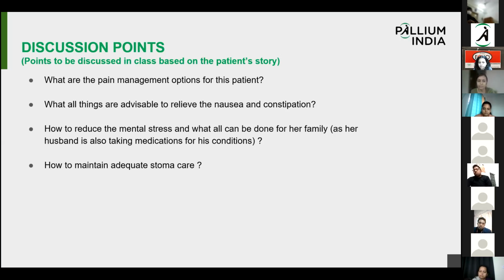Anything else, other participants, what do you think about the mental stress on the patient and family? Because they're anxious, others are not helping financially. And I understand the stoma care or the colostomy bag costs a lot. That's one of the biggest worries that patients come to us with also. Like, we don't have money to buy these bags. And her husband's medication. So any other inputs from other participants to manage this situation? Anyone?